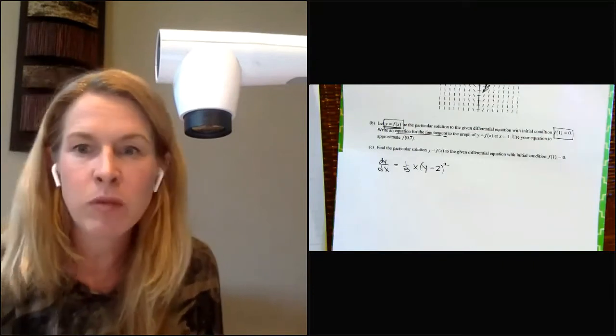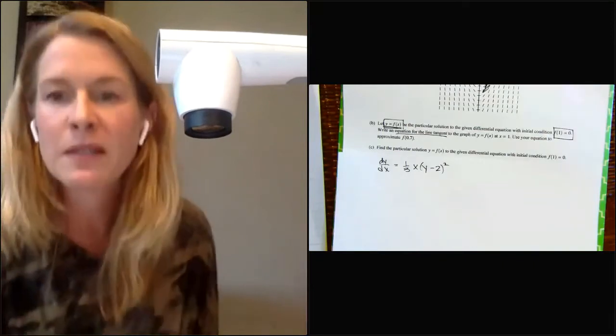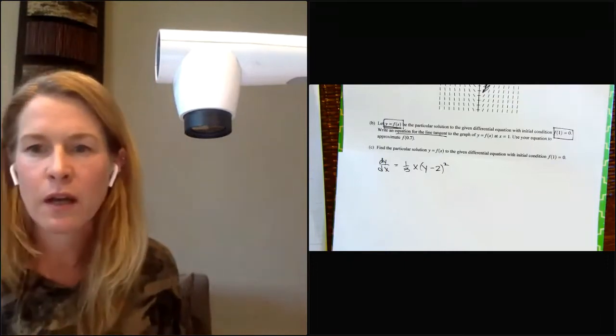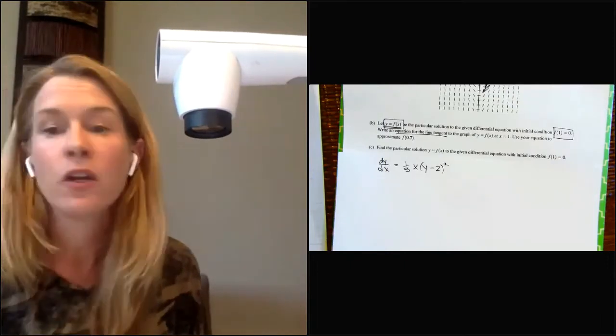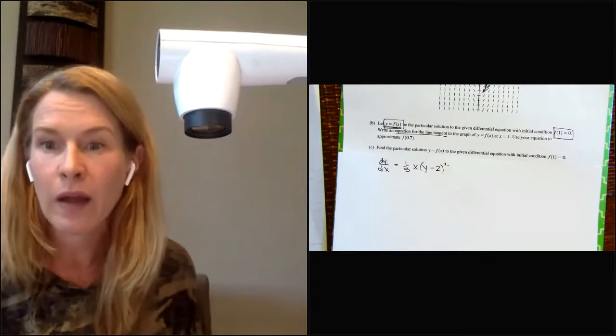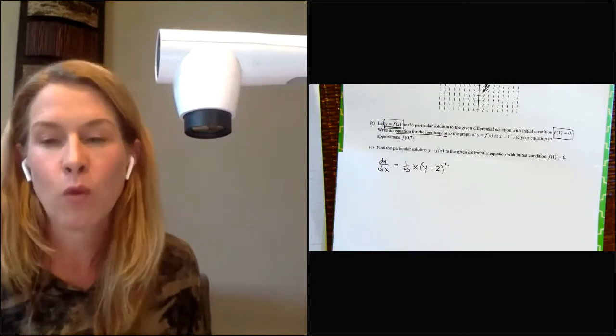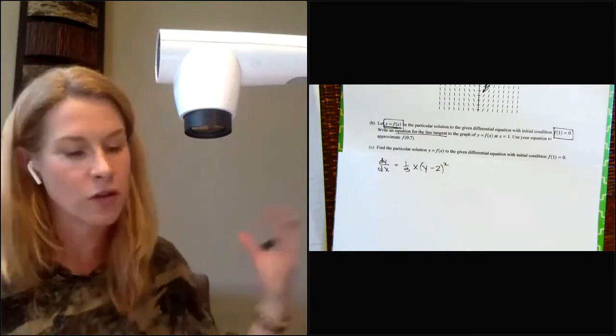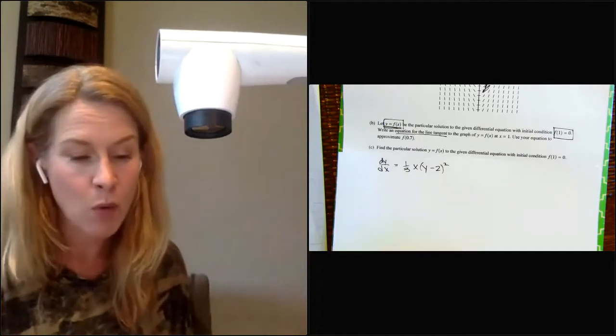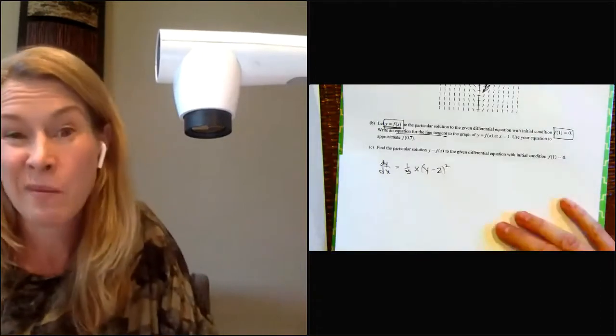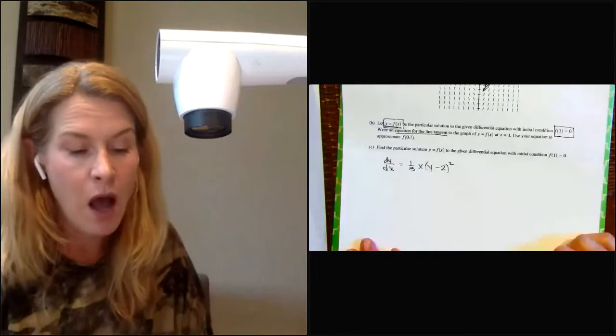But back to this problem, yes, separate the x and the y. Z, I apologize, I'm not sure how to pronounce your name, but you got it. You separate the x and y. Ariana says combine the y's on one side and the x's on the other. You got it. So step number 1 is separate. Step number 2 is integrate.